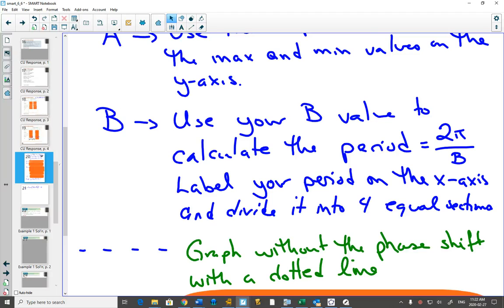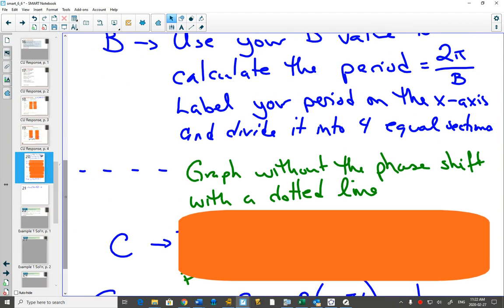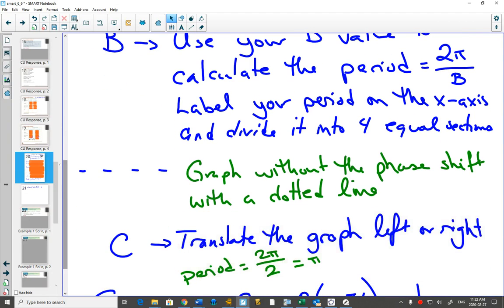Then finally, your c value, you just need to translate your graph left or right based on whatever the phase shift is.